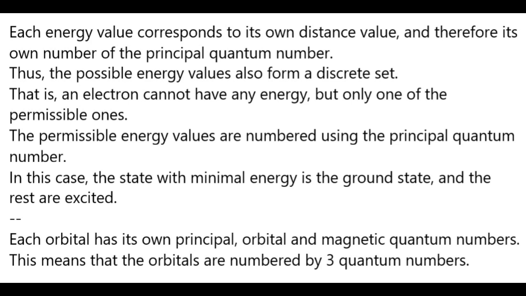Each orbital has its own principal, orbital, and magnetic quantum numbers. This means that the orbitals are numbered by three quantum numbers.